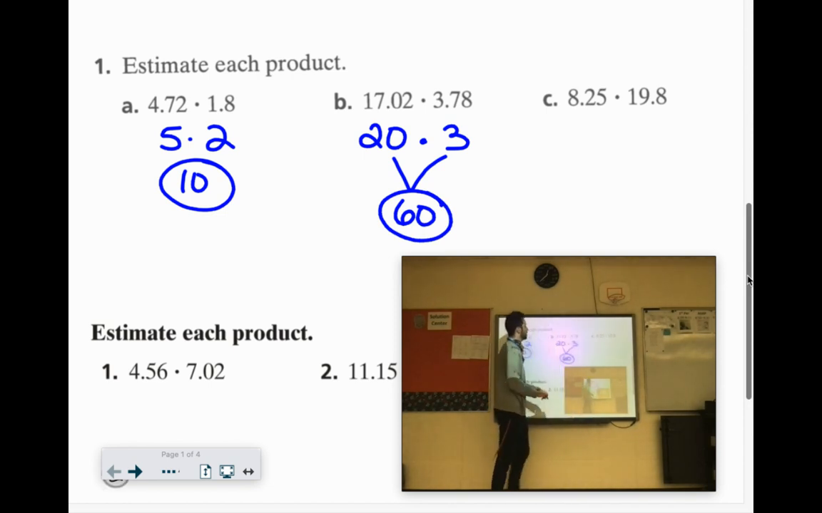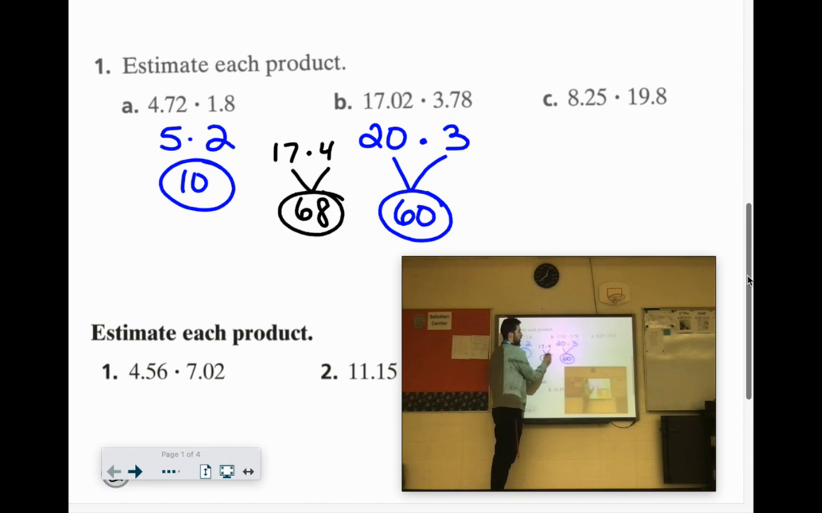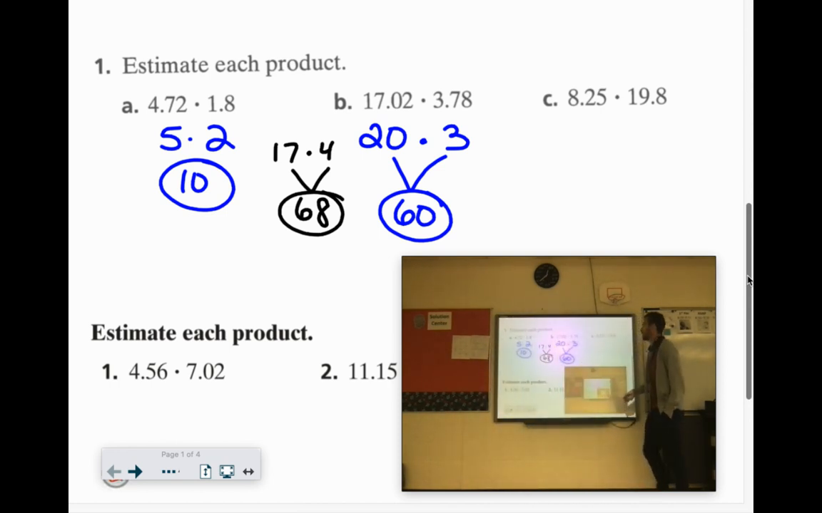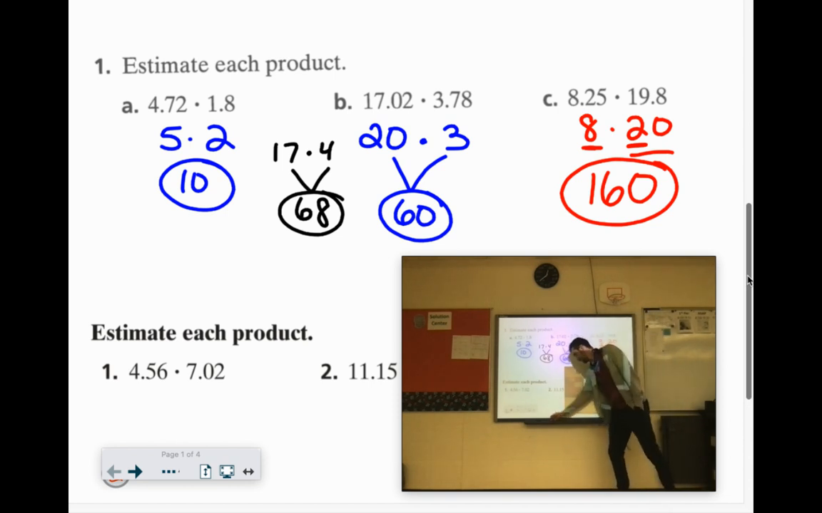So if you wanted to go closer and you did 17 and 4, 17 times 4 is 68. Now that's a little closer probably to the actual answer, but that's bumping up 3.78 to 4. So it would fall somewhere between 60 and 68, most likely. And then this last one, 8.25 times 19.8. Let's call it 8 times 20. Now think of 8 times 2 is 16. So 8 times 20 would be 160. These are giving us nice estimates.